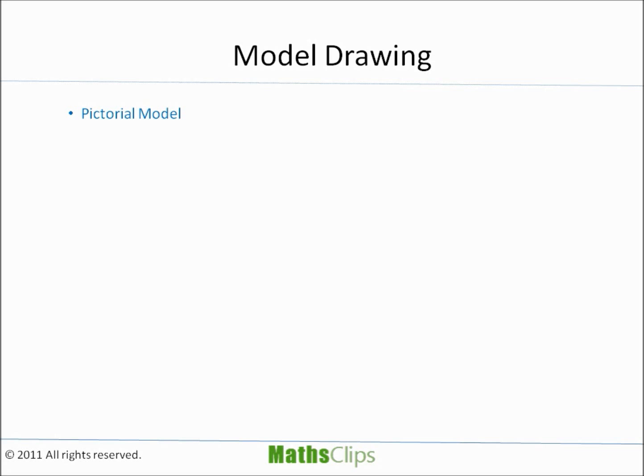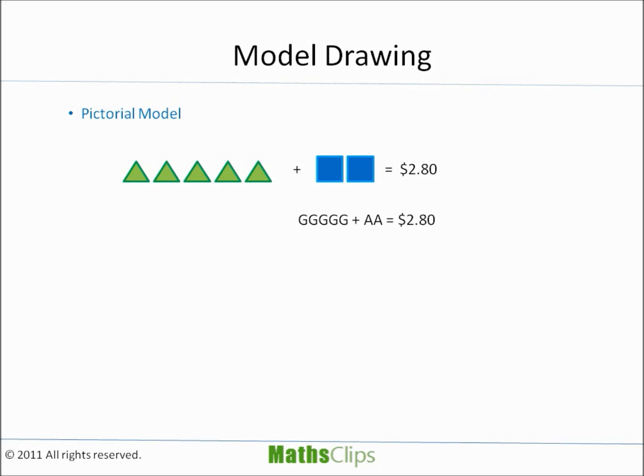The pictorial model is used for problem sums requiring the elimination method. We will cover this method in more detail in lessons 30 to 32. Now we could represent it in the form of objects. For example, 5 green apples and 2 red apples cost $2.80. It can also be in the form of shapes or in the form of letters. And of course, you can also solve it by the algebra method.